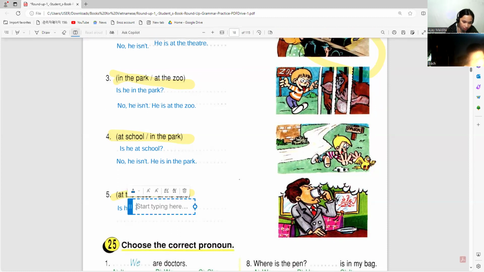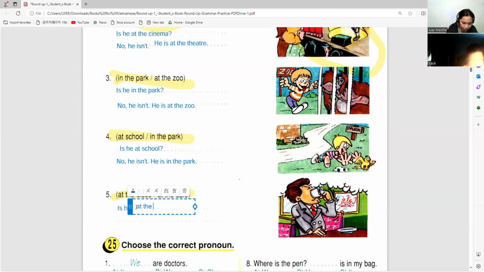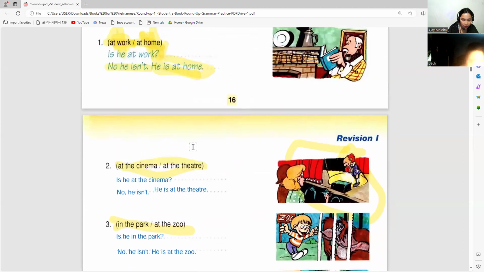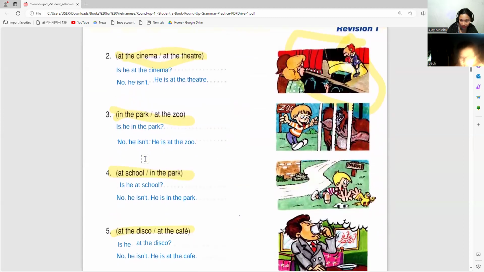Well, is he at the disco? What's your answer? No, he isn't. Okay, no, he isn't. He is? No, he is at the cafe. Yes, at the cafe. Okay, Wangbak, do you have any questions about this activity?